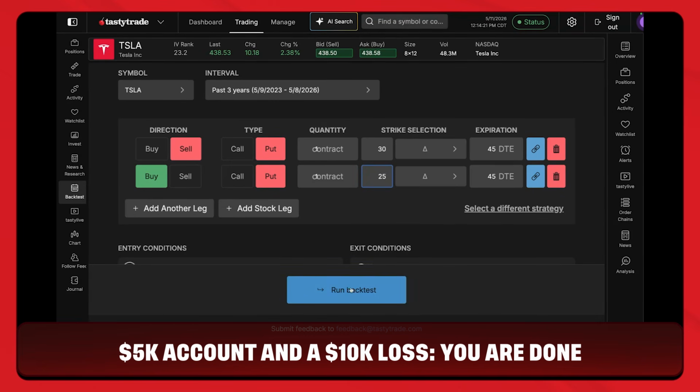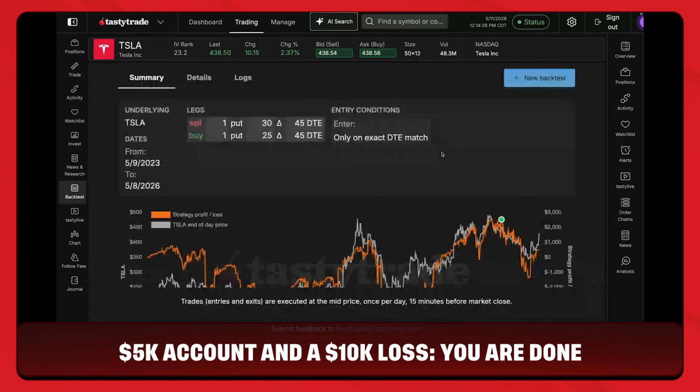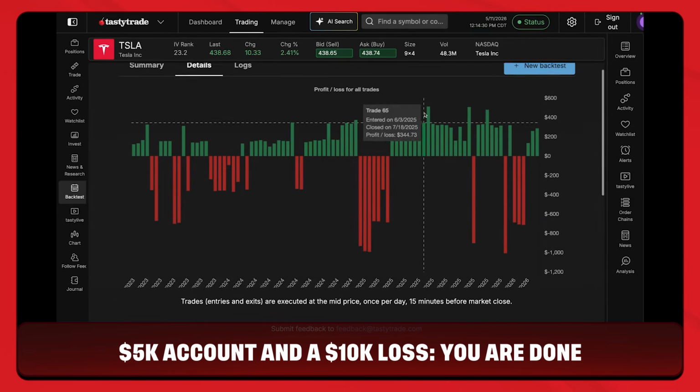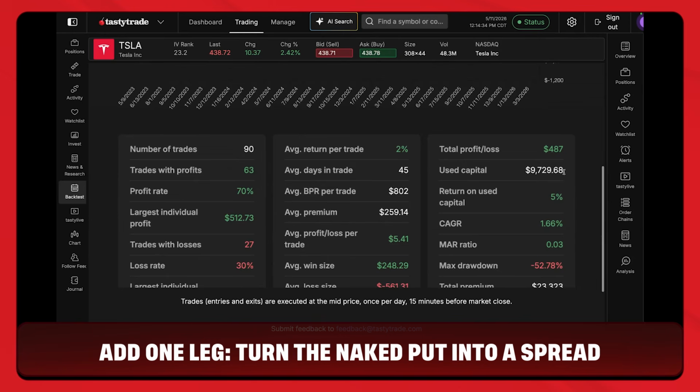And let's just see what we get. Let's go into the details and scroll down in here. All right. Look at the difference. So remember the max profit on that naked short put was $27,000. Here, the total profit's $487. Okay. Not nearly as impressive.